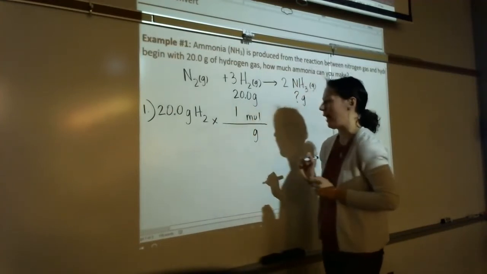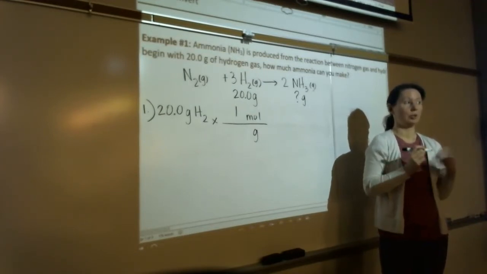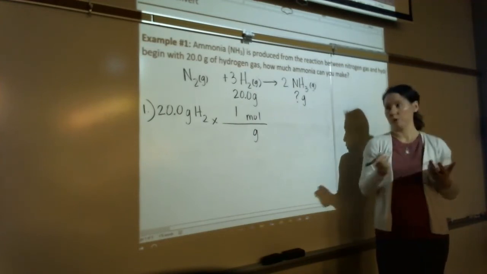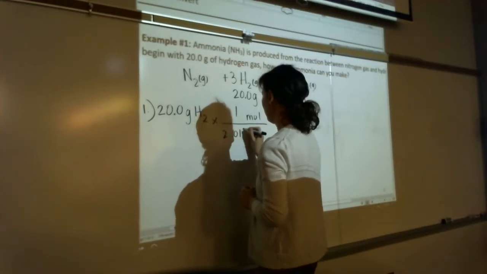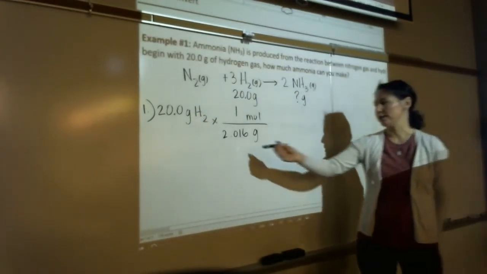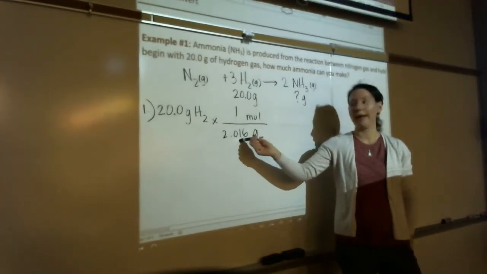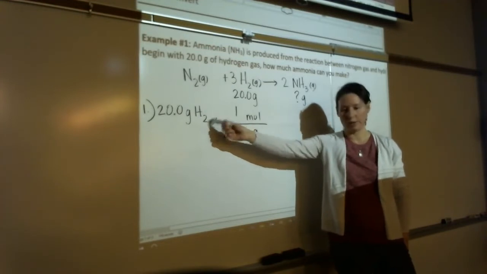1 mole of H2 has what mass? Is it 1.008? Or is it 1.008 times 2? You multiply by 2, right? Because it's H2. So 2.016 grams. Does everyone see where this number came from? Molar mass of hydrogen times 2, right? Because it's H2, not just H.